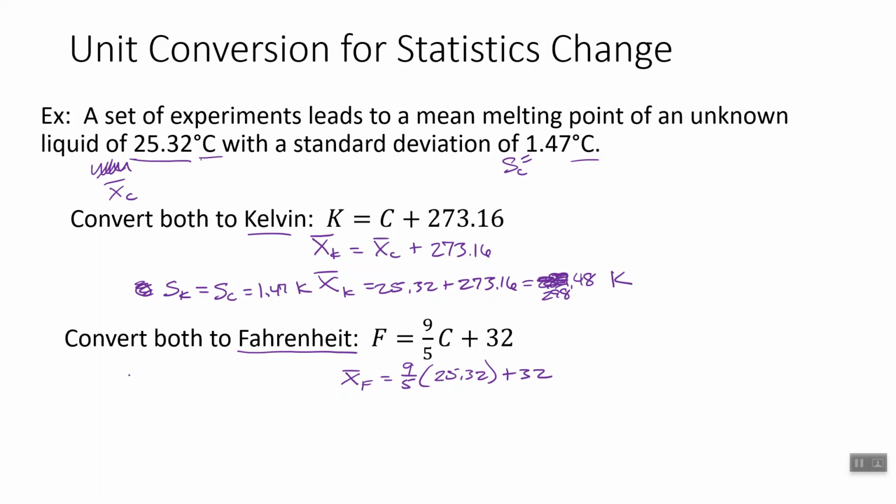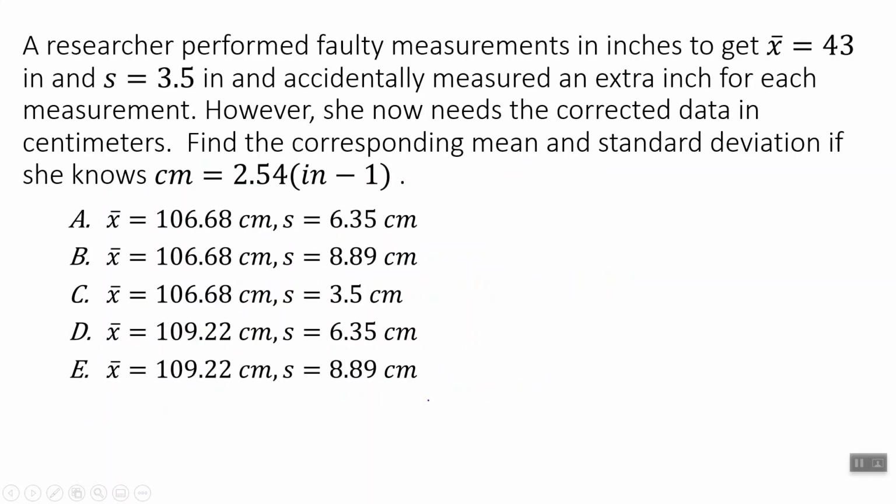The standard deviation in Fahrenheit, we'd forget about the 32. We just do the 9/5. Would be 9/5 times the 1.47. All right, so we're only doing the multiplying and dividing. We're not doing the plus 32 when we're dealing with the standard deviation. And we would just type both of those into our calculator to get answers. I'm going to move on here.